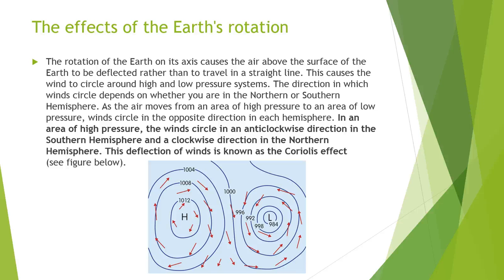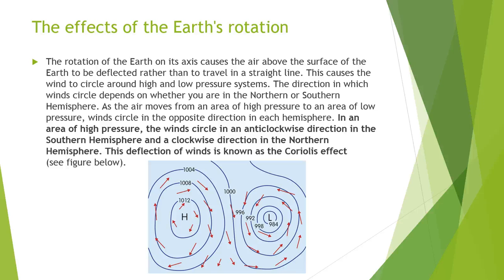The direction in which wind circles depends on whether you're in the northern or southern hemisphere. As the air moves from an area of high pressure to an area of low pressure, wind circles in the opposite direction in each hemisphere. In an area of high pressure, the wind circles in an anti-clockwise direction in the southern hemisphere and a clockwise direction in the northern hemisphere. This deflection of wind is known as the Coriolis effect.